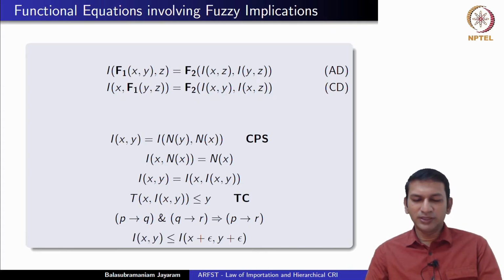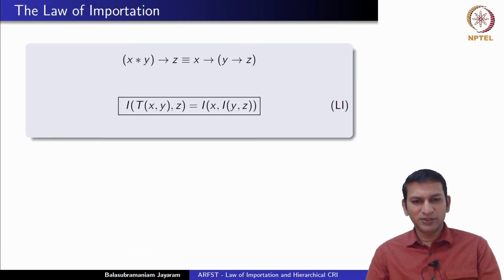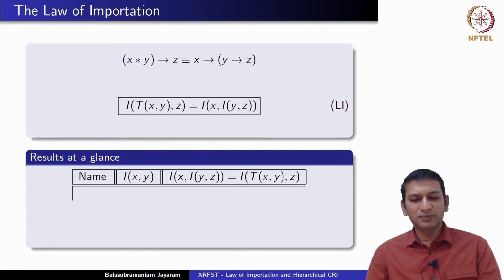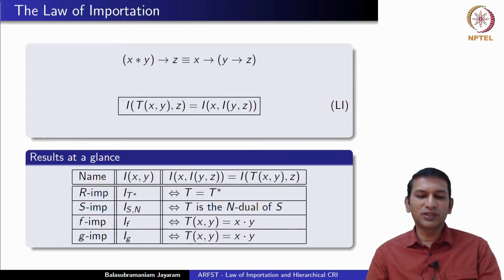There is also this inequality, I of x, y less than or equal to I of x plus epsilon, y plus epsilon for admissible epsilons. This is called the specificity property. So we have these many different functional equations involving fuzzy implications and often another binary operation or unary operation. Of course, we also have the law of importation, which we have seen is like this. And we have seen in the previous lecture that for the major classes of implications, all of them do satisfy law of importation, and we have in fact characterized the t-norm with respect to which they will satisfy the law of importation.